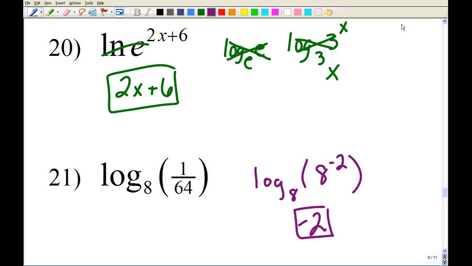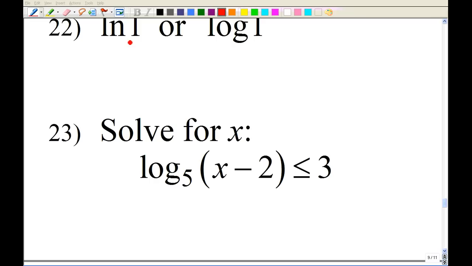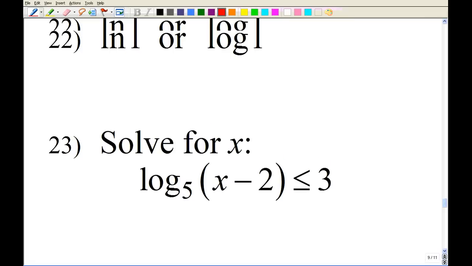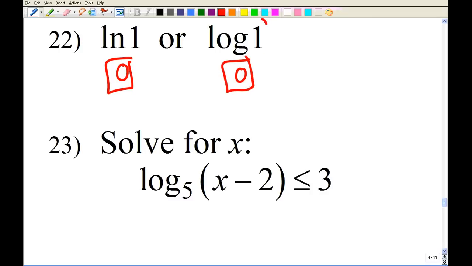All right. ln of 1 or log of 1. For each of these, this first one I've got log base e of 1. So e to what power will give me 1? Well, anything raised to the 0 gives me 1. And same thing here, I've got log base 10 of 1. 10 to what power gives me 1? 0. So basically, if there is a 1 sitting right here, that means it's just 0.